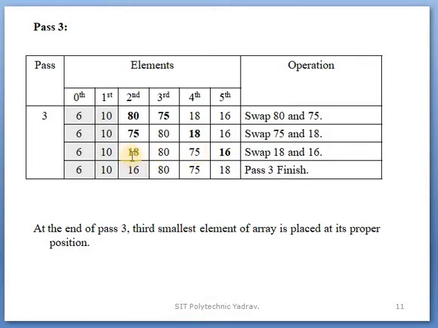Okay. 18 is compared with 16. 18 is greater than 16, so swap 16 and 18. Seen that? Okay. Pass 3 is finished. At the end of pass 3, the third smallest element of the array is placed at its proper position.